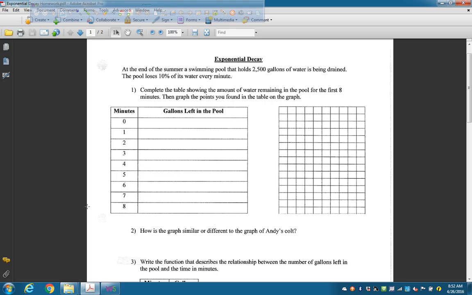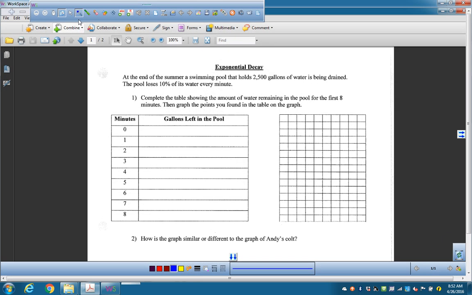Exponential decay is just the opposite of exponential growth. So instead of something going up by some constant percent, each time it's going down by some constant percent. So instead of multiplying, you would divide? No, you multiply it without the 1.